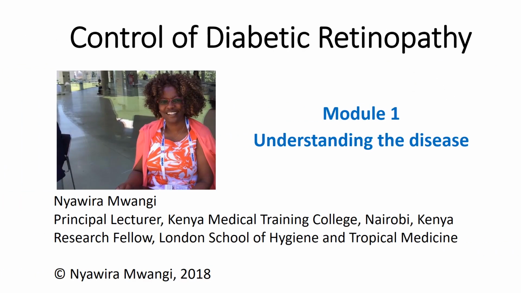In this first module, we will focus on understanding the disease, which is diabetic retinopathy. This is a chronic complication of diabetes. But how does it occur? What are the risk factors? Who is affected? And what are the control measures? These are the aspects we will explore in this module.